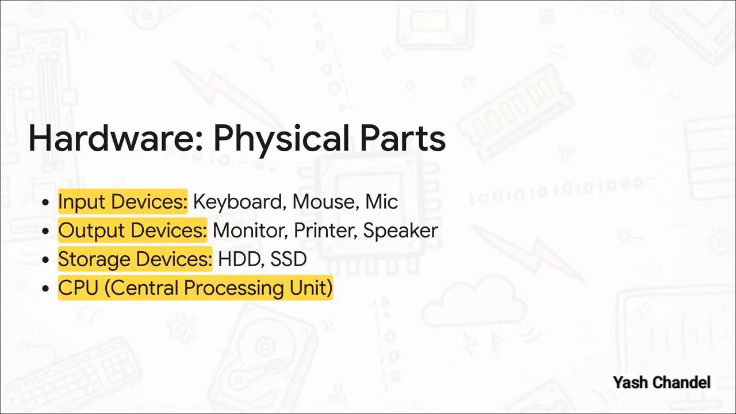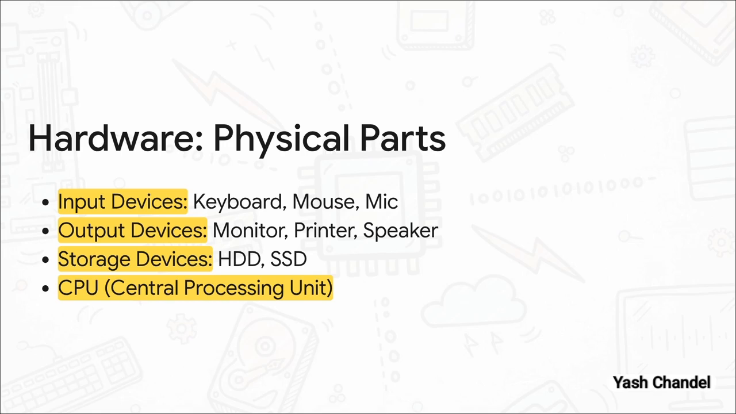So let's start with the hardware, the physical stuff. First, you've got your input devices. This is how you tell the computer what to do. Your keyboard, your mouse, your microphone. Then you have output devices. This is how the computer shows you what it's done. The monitor, the speakers, a printer.